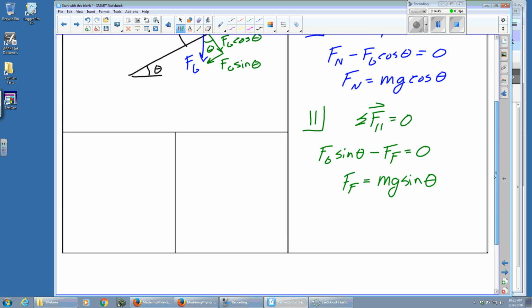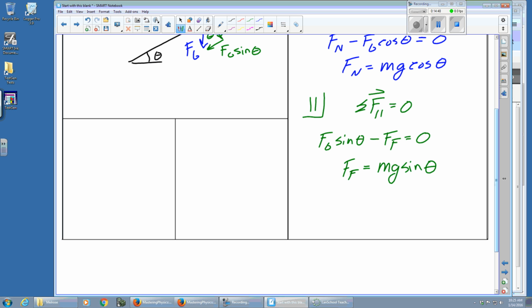And I can go one more step further here and remember that from my equation sheet, the frictional force is mu times the normal force, which is good because that allows me to bring those two parts together. So if I mathematically bring those two parts together, I get mu mg cosine theta equals mg sine theta.